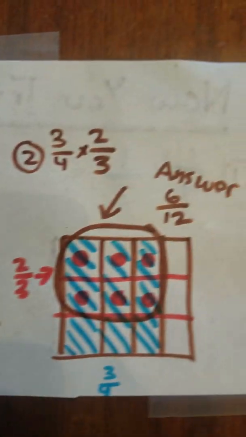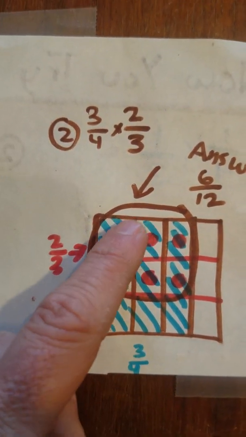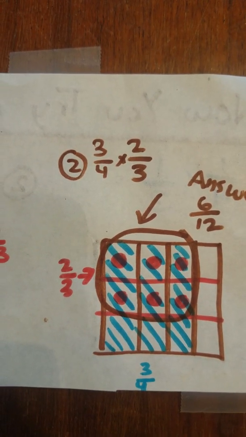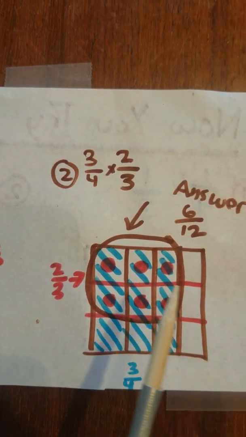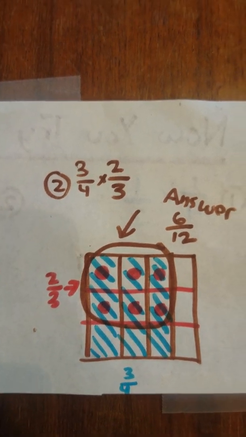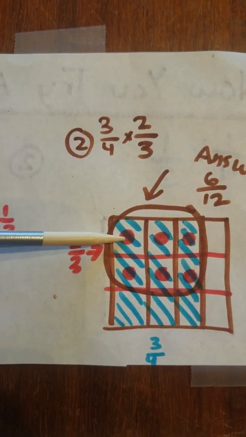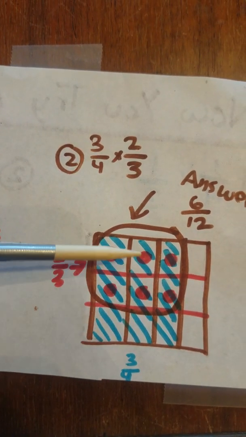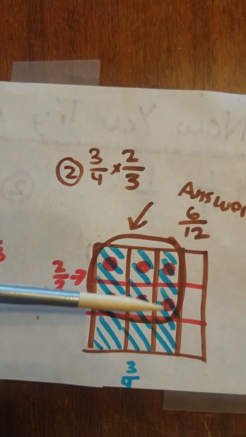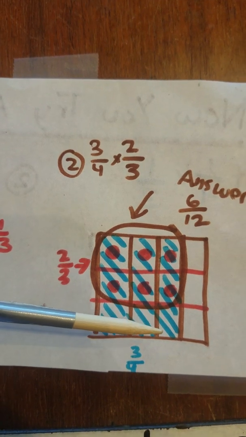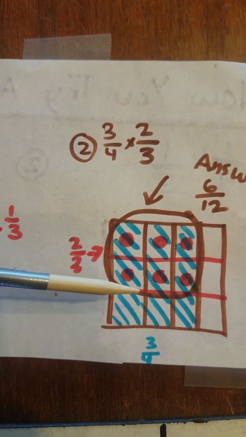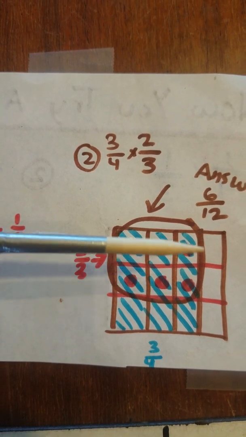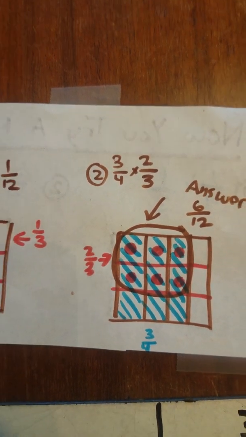For the second one, 3/4 times 2/3, I shaded 3/4 blue. You can see the 3/4 there. Then I did 2/3 across here. And you could notice that each one has 2/3. This one has 2/3 here. This one has 2/3 here. And this one has 2/3 here. And remembering that your answer is the ones that are both shaded with the dots. So my answer would be 6/12.